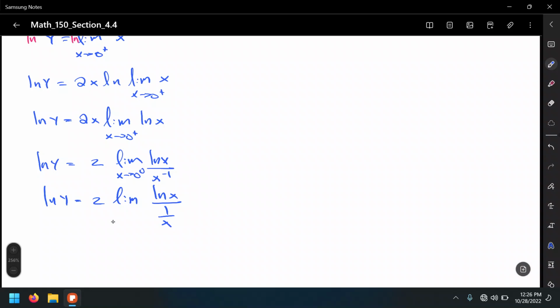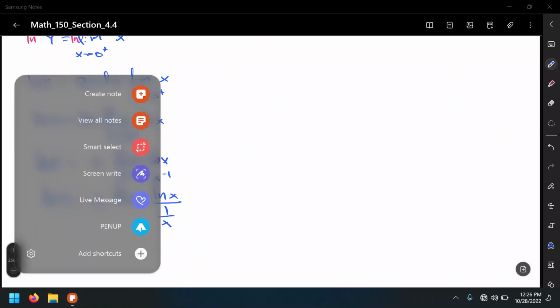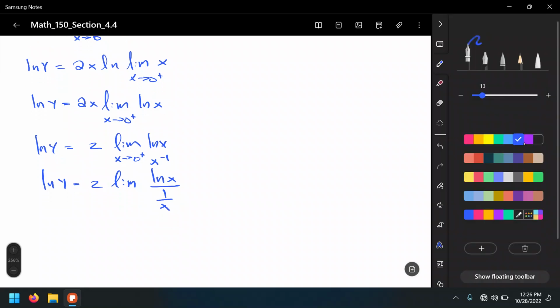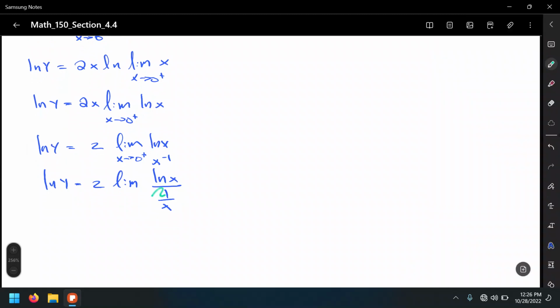Yes. So how do you know to turn it into a quotient and go for L'Hopital? Why can't you just plug in 0? Because ln of 0 is going to take us to negative infinity. So we're going to analyze this part by part. I'll show you in a second. Let's analyze the numerator and let's analyze the denominator.